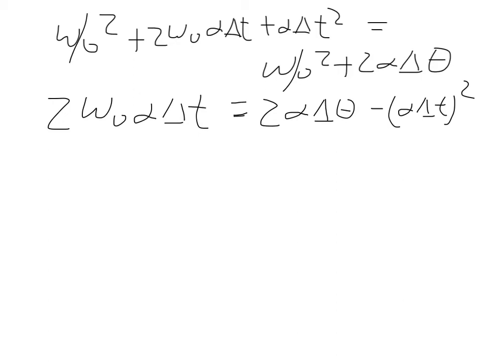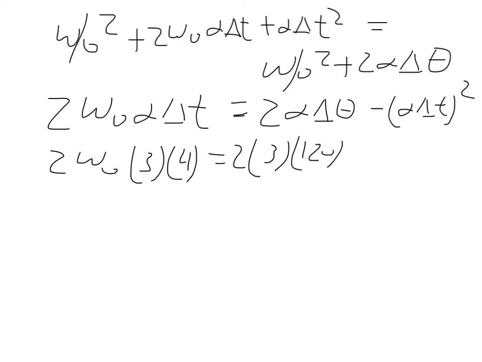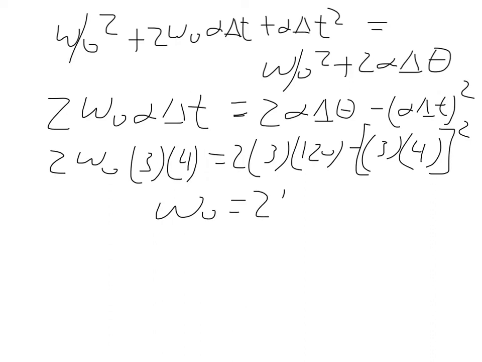Now you can substitute in your numbers, so you're going to get something like 2 omega naught times 3 times 4 is equal to 2 times 3 times 120 minus 3 times 4, and that whole thing is squared. And what you'll get is omega naught is equal to 24 radians per second. Now that's the initial angular velocity at the start of the 4-second interval.